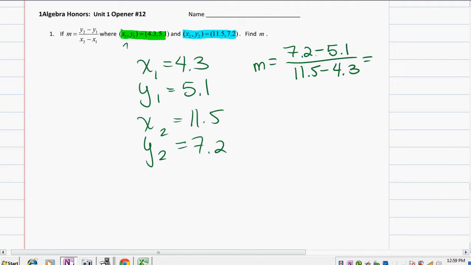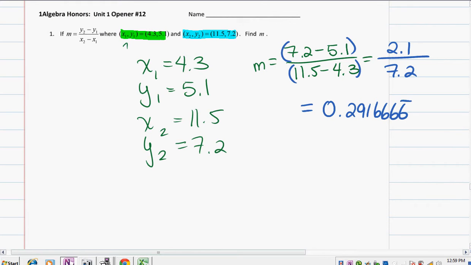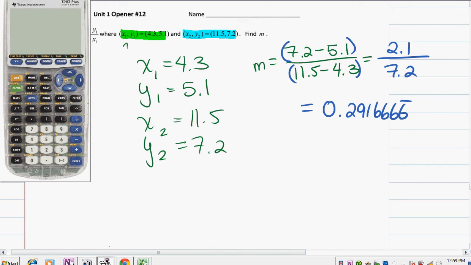Whenever you have a long fraction bar like this, you should think of it like these are in parentheses. So you evaluate parentheses first and then division. So I do 7.2 minus 5.1, and I get 2.1 over 11.5 minus 4.3, which is 7.2. So 2.1 over 7.2 is 0.291666 repeating.